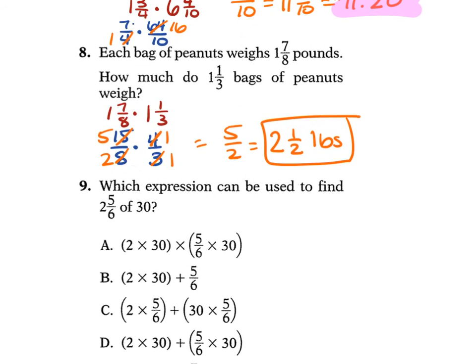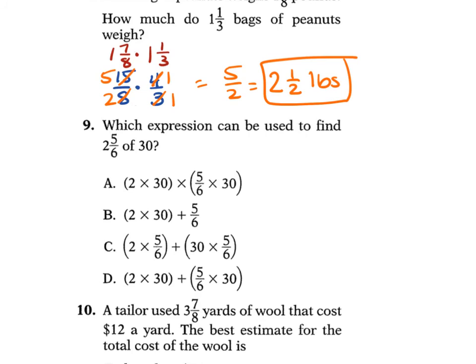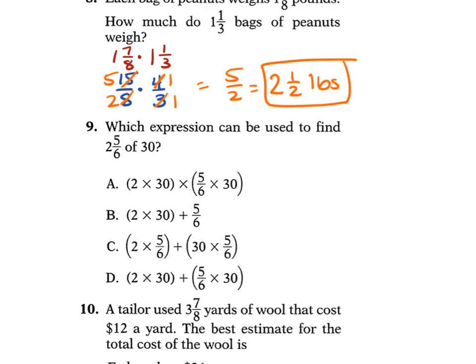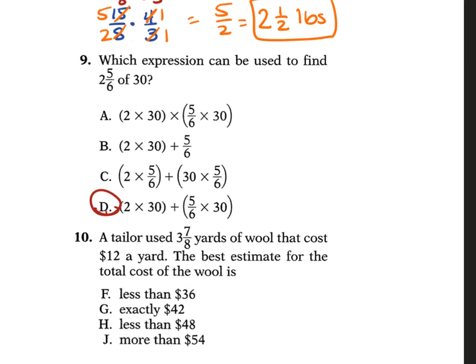For 9, it says which expression can be used to find 2 5/6 of 30. Of means multiplication. So we have 2 times 30 and 5/6 times 30. Yes, but we'd have to add them. So 2 times 30, 5/6 times 30. D would be our answer. Just distributing here.